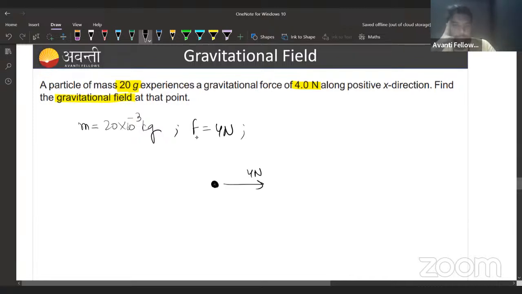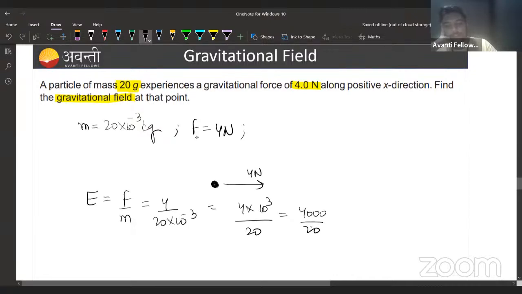Gravitational field, right? Gravitational field is denoted by E. That is equal to force by mass. So what is the force? 4 Newton. What is the mass? 20 into 10 to the power minus 3. 10 to the power minus 3 becomes 10 to the power 3 upon 20. So this is basically 4,000 divided by 20, 200 Newton per kg. Very good.